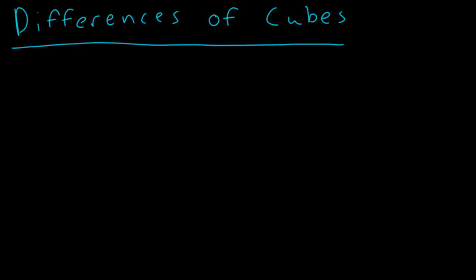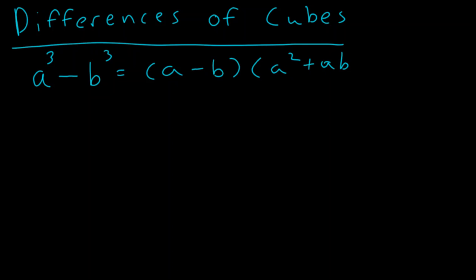Alright, and welcome to differences of cubes. Now, let's go ahead and start off with our formula for the differences of cubes. And why is it called a differences of cubes? Well, a cube is anything to the third power, and the word difference means to subtract. So if we have something that is a cubed minus b cubed, we can actually write this formula. We can write a minus b, parentheses, a squared plus ab plus b squared.